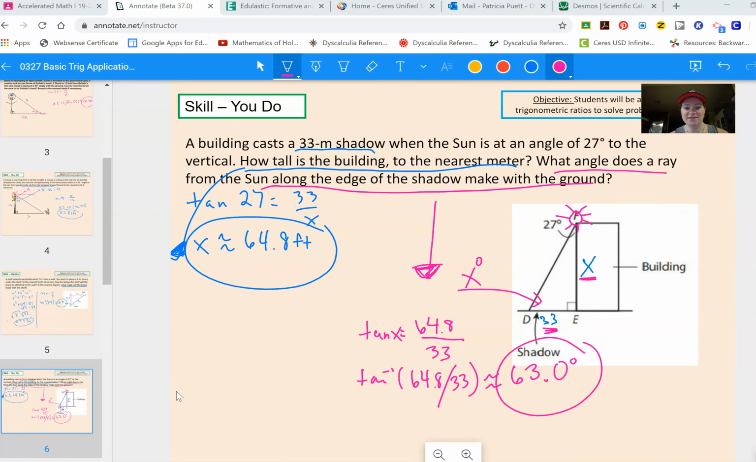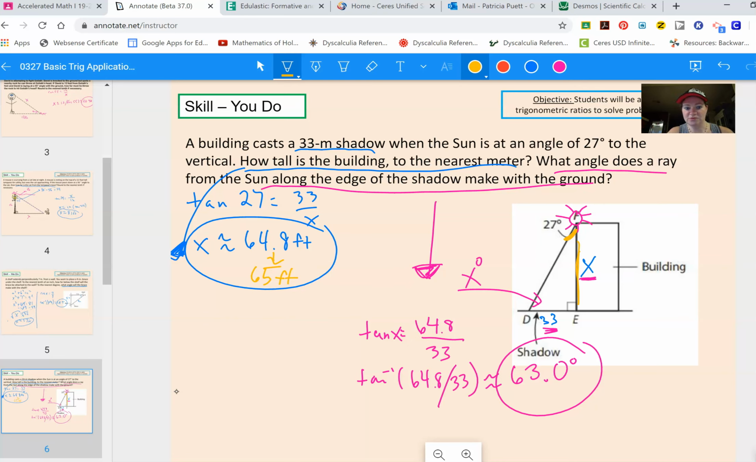So a building casts a 33 meter shadow when the sun is at an angle of 27 degrees with the vertical. In other words, this is 27 degrees up here, and you're trying to figure out how tall the building is to the nearest meter. The building is located right here. I got about 64.8 feet. If I'm rounding to the nearest meter, I have to pay attention to the directions here. That's going to round up to about 65 approximately, because again, I'm rounding to the nearest meter.